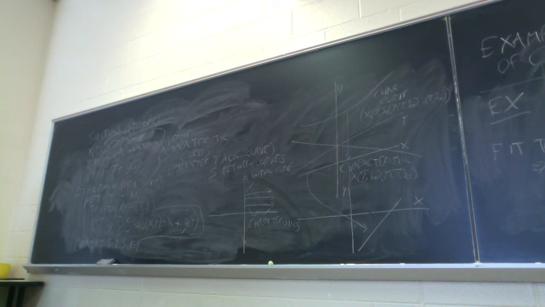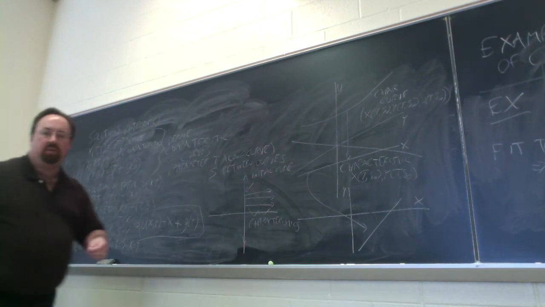Okay, so any questions about characteristics in this case? Why did it go in the right direction? Because tau is increasing? Yeah, because x equals tau. So if x had been minus tau, then you'd be going to the left. It will generally be increasing because it's time.